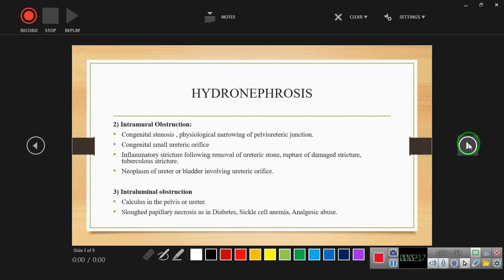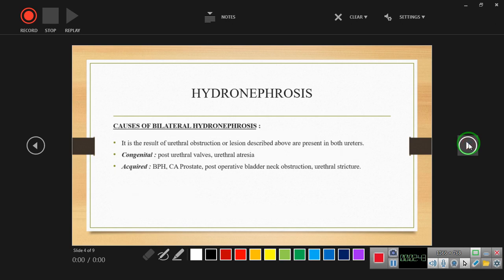Number three is intraluminal obstruction. Calculus in the pelvis or in the ureter, that is still present in the pelvis of the kidney or the ureter, or sloughed papillary necrosis as in case of diabetes, sickle cell anemia, analgesic abuse. So these are all the causes of unilateral hydronephrosis.